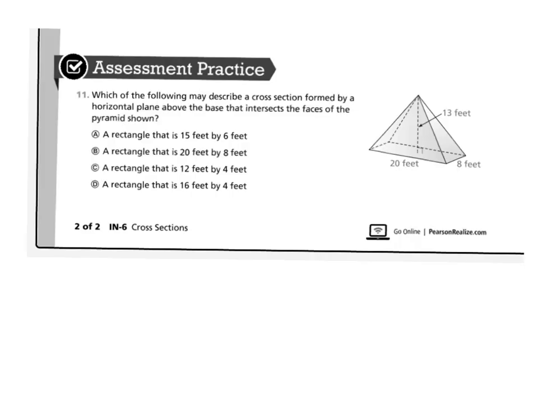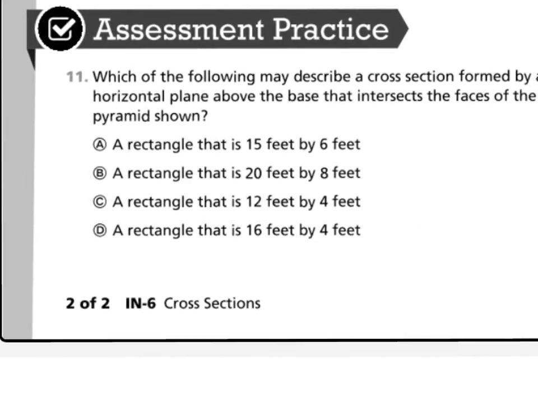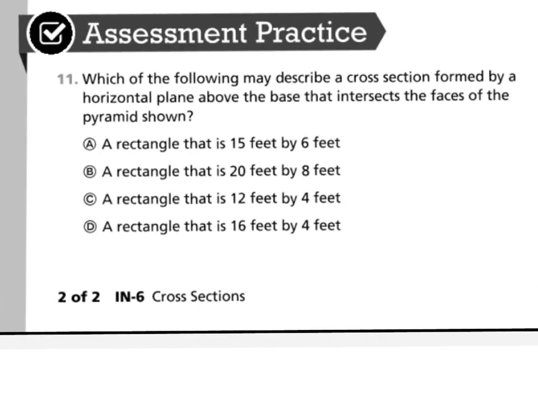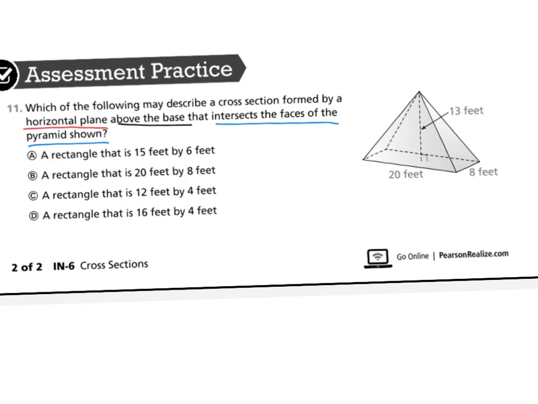We're going to look at a problem here. It's not in your books. Which of the following may describe a cross-section formed by a horizontal plane above the base that intersects the faces of the pyramid shown? So they're telling us it's a rectangle. The question is what the dimensions of the rectangle are.